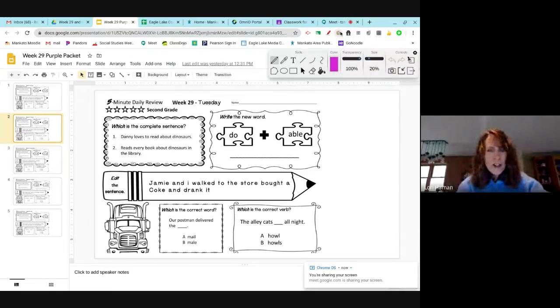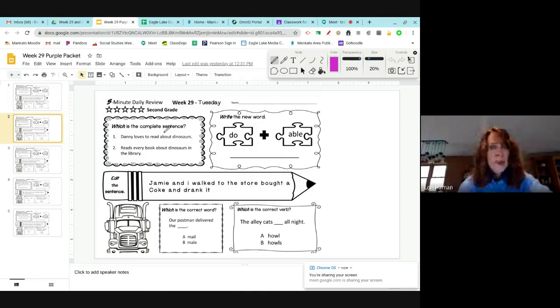All right, so our first task says, which is the complete sentence? Remember, don't be tricked by extra long means it's complete, short means it doesn't have enough. Don't be tricked by if it has a capital and an end mark. It's more about what the words say. So we have to read them.